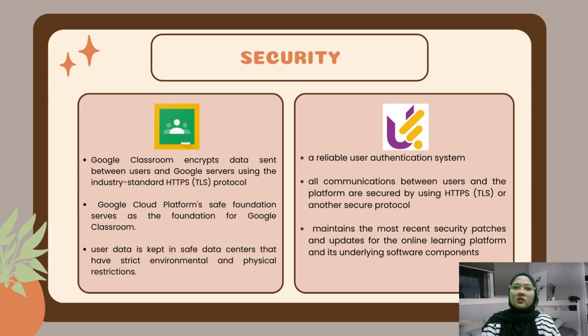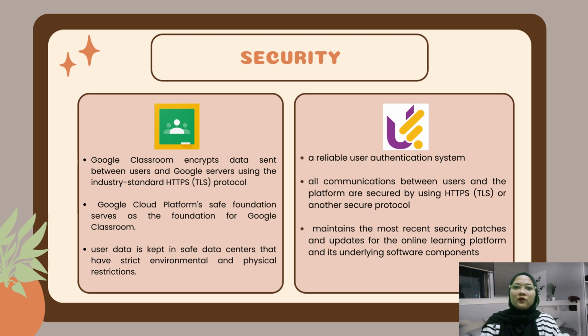These safeguards are intended to thwart unauthorized access attempts and defend against possible assaults. Additionally, user data is kept in safe data centers that have strict environmental and physical restrictions. Unauthorized entry, power failures, and natural disasters are prevented by the design of these data centers. Additional safeguards against data loss include redundant storage systems and backup procedures.